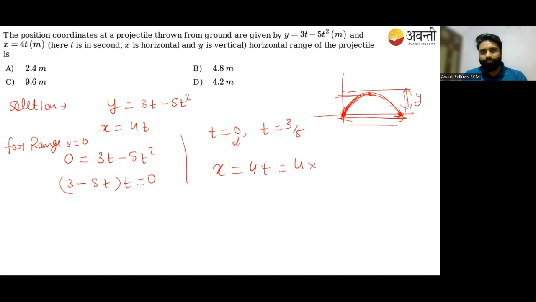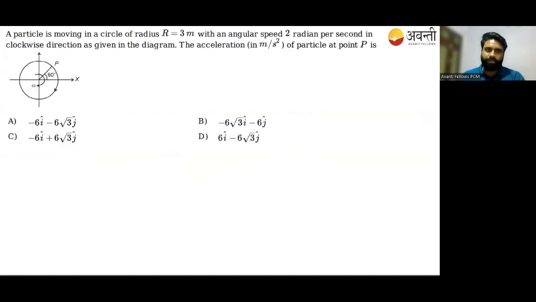4 times 3 by 5. So it is 12 by 5, 5 to the 10 point. Okay. This is the simple question. Option A is the correct one. You have to keep this in mind: for range, you have to put y coordinate equals to 0. Okay. I hope you are clear with this question.